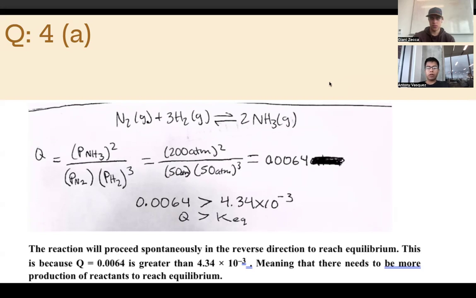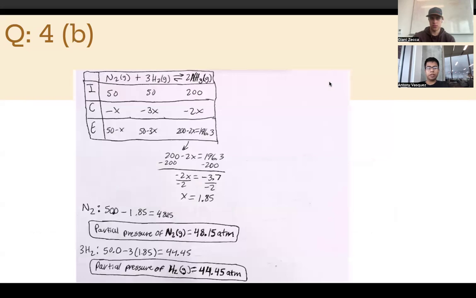And to our next question, part B, where we use an ICE table to calculate the partial pressures for nitrogen and hydrogen at equilibrium. For this, we would set up the equation as normal for nitrogen plus hydrogen giving us ammonia, and we would use our initial pressures, which were 50, 50, and 200, and then our change was negative x, minus 3x, and plus 2x, and then our ending, which would be 50 minus x for nitrogen, and for hydrogen would be 50 minus 3x.